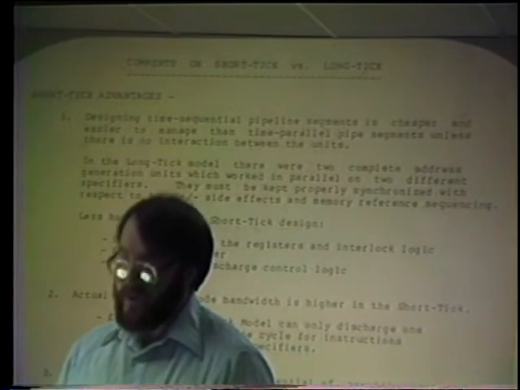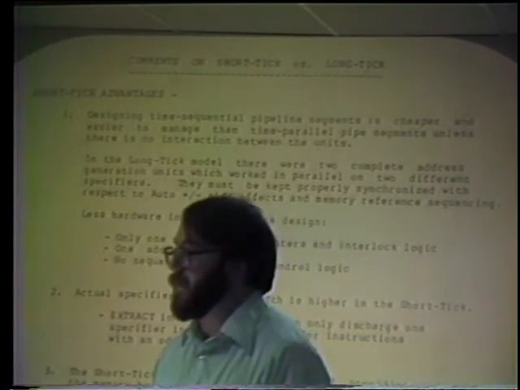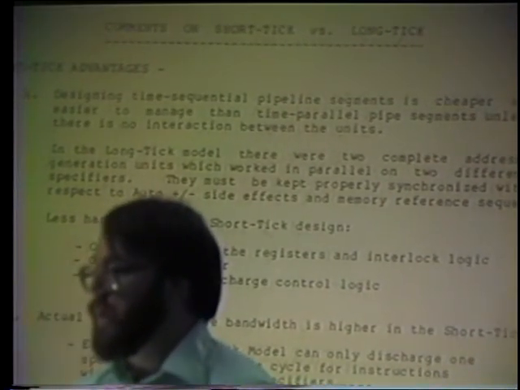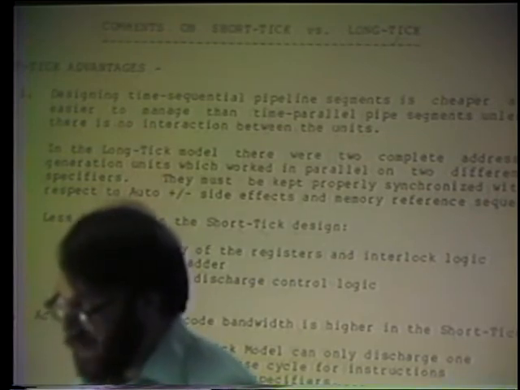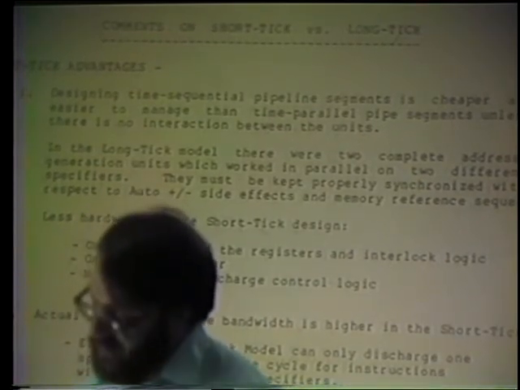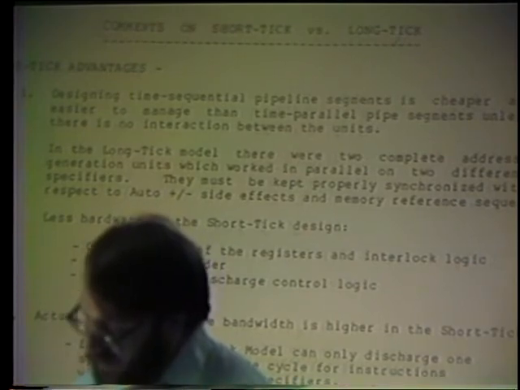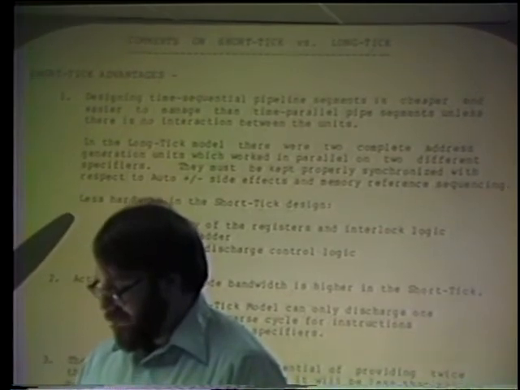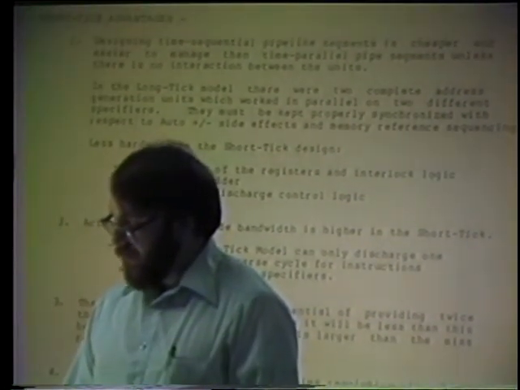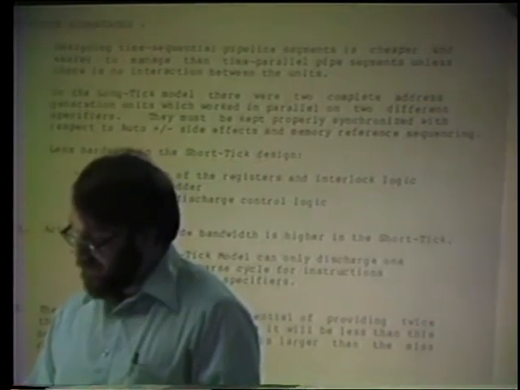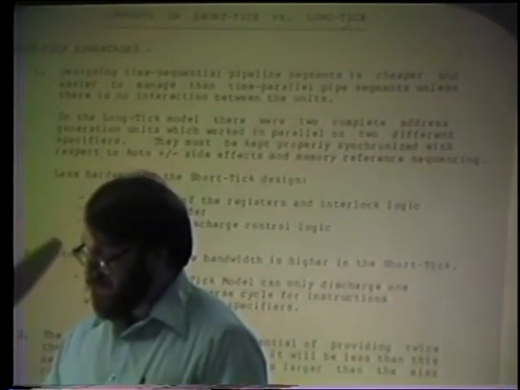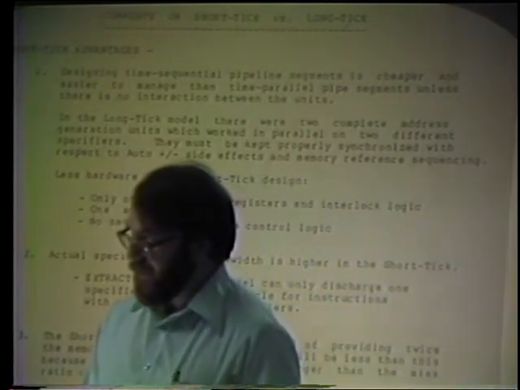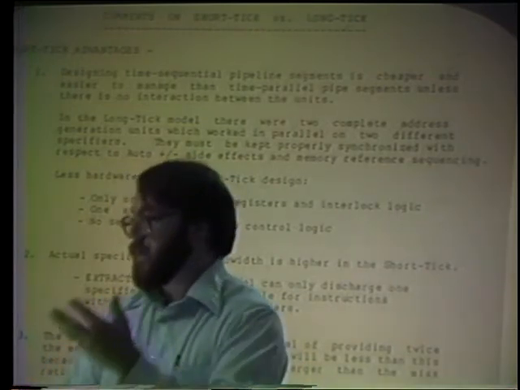I believe that designing the time sequential segments in a pipeline is easier to manage than parallel ones. An example is the 2 AD units, parallel AD units in the long tick versus the serial unit in the 2 pipe stages in the short tick. For example, you have less hardware. Only 1 copy of the registers in the interlock logic instead of 2 copies, 1 in each AD unit. You have only 1 address adder, and you have no sequencing of discharging or processing when they either do their side effect thing or they want to reference memory. Because ultimately, if they both want to reference memory, one's going to go in front of the other.